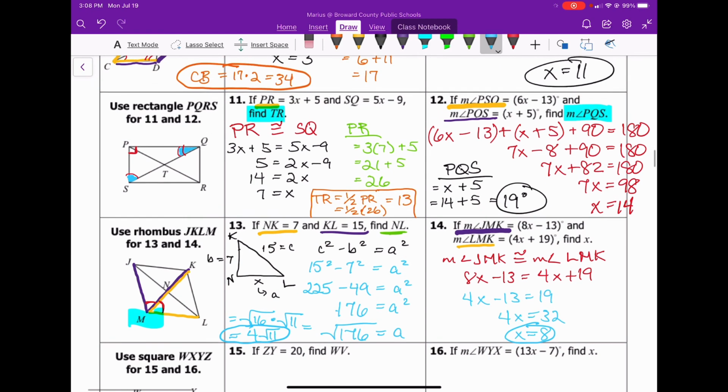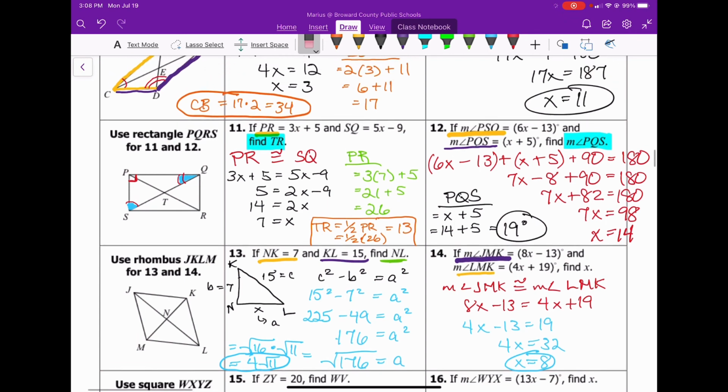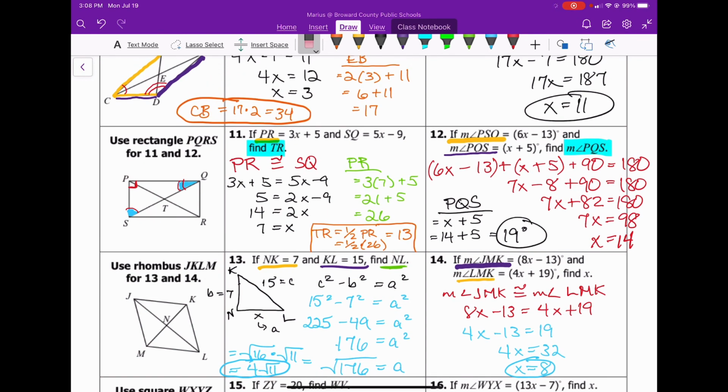And that's how you use those properties to help you solve a problem dealing with a rhombus. Obviously, there are other different types of variations of problems that you can use to solve problems with rhombus, but that's about it.